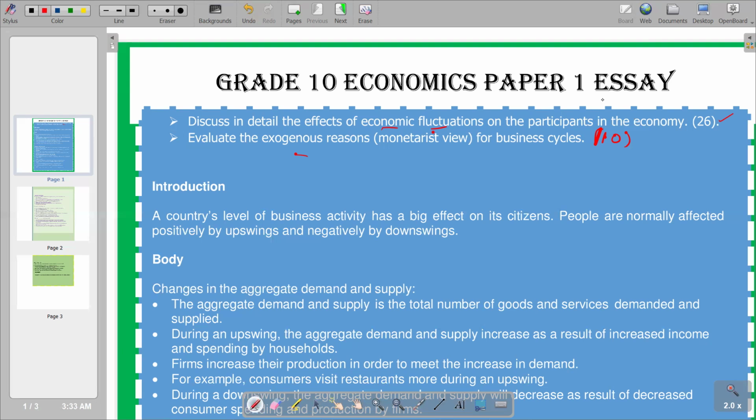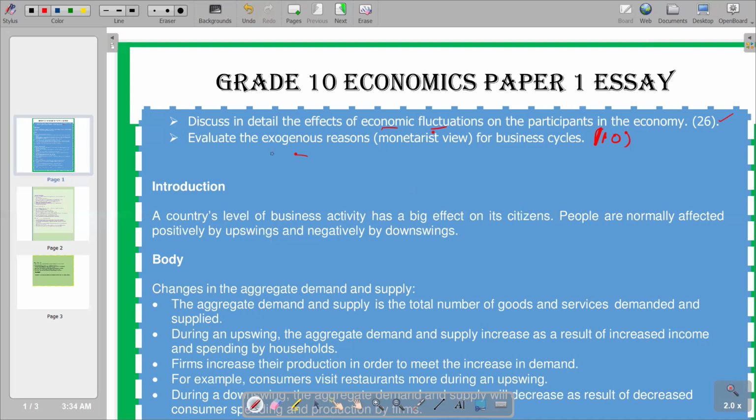So going back to the first part of the question, we are going to see that it's saying discuss in detail the effects of economic fluctuations on the participants in the economy. So we are going to go through some of the factors that are going to be adjusted by the economic fluctuations. So if you go to the main board, we are going to see that, for example, we've got changes in aggregate demand and supply. How economic fluctuations are going to affect or change the level of demand and the level of supply is how we are going to approach the question. So very important.